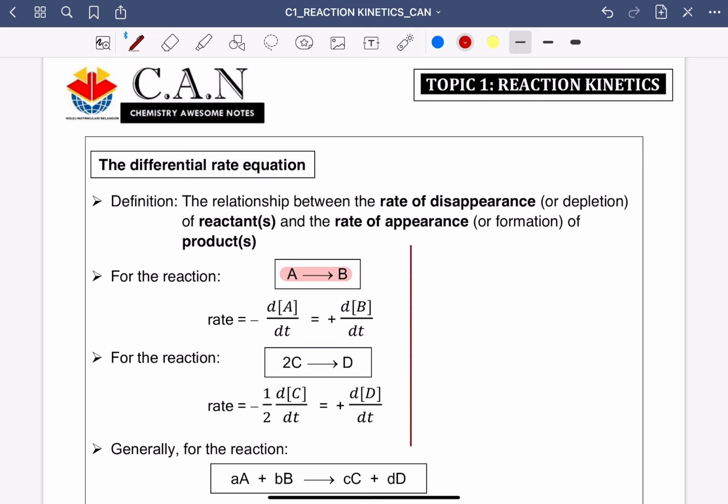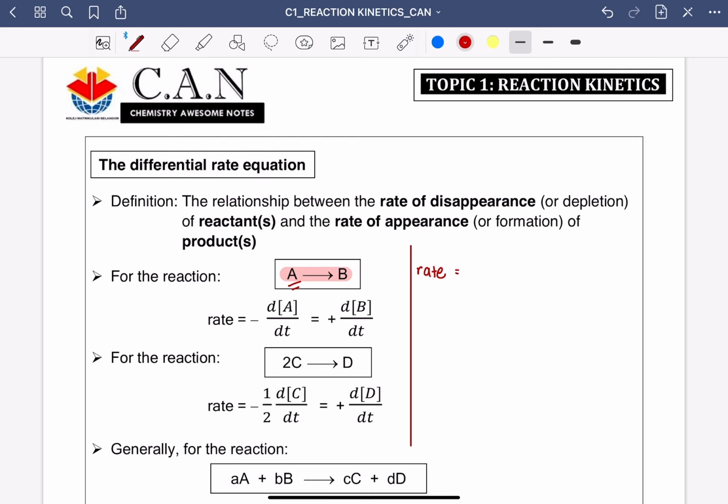I know you can see here, but I will write for you as well. Okay, so we have to start with the word rate. Now, most of the students in the exam, they don't write this rate. So if you don't write the rate, you're not going to get the mark. You have to write the rate, okay, the word rate. Now, we will start with A.